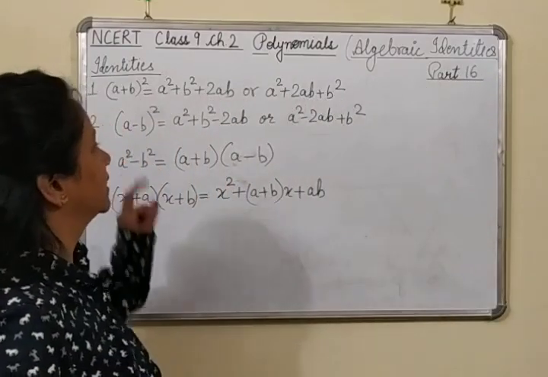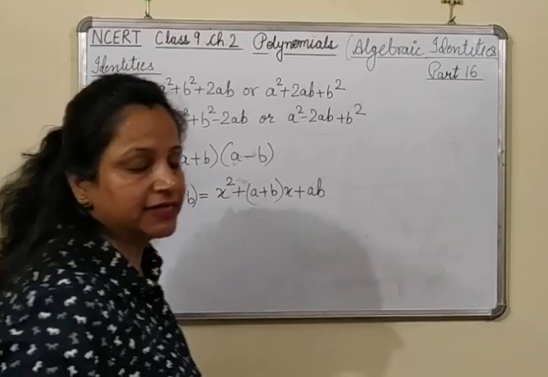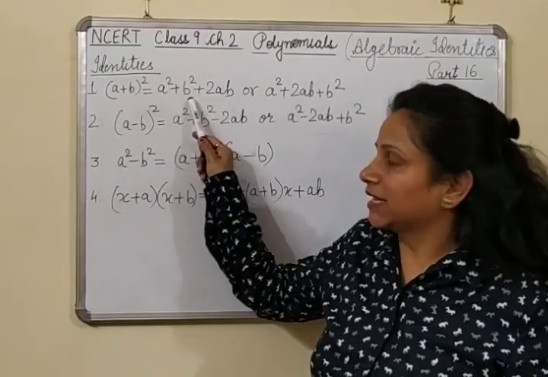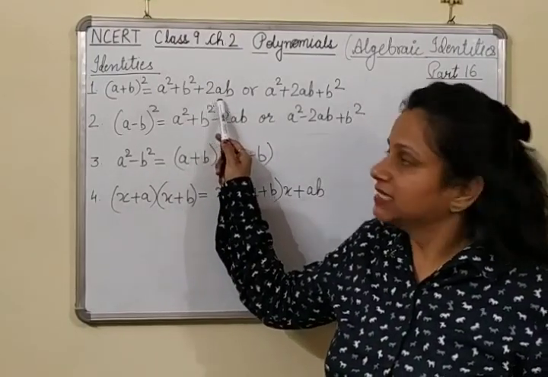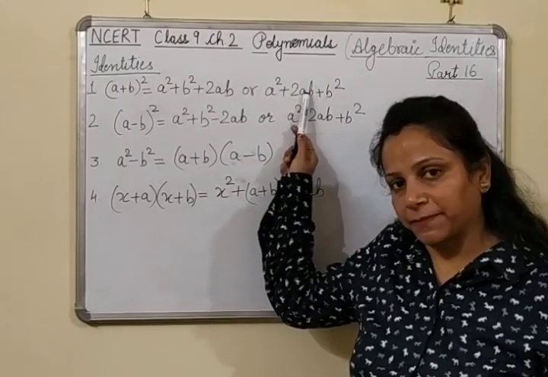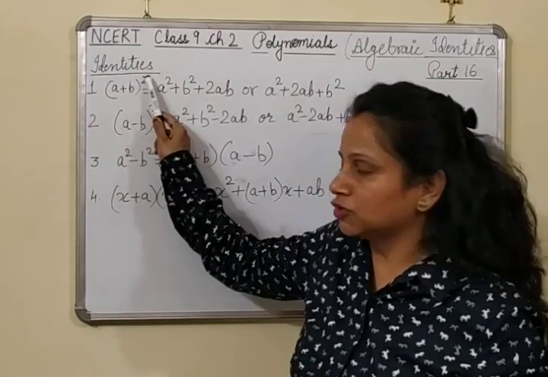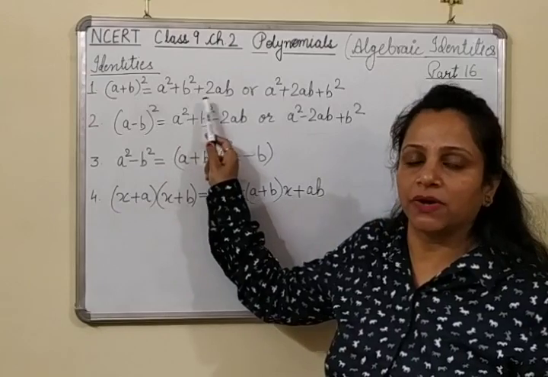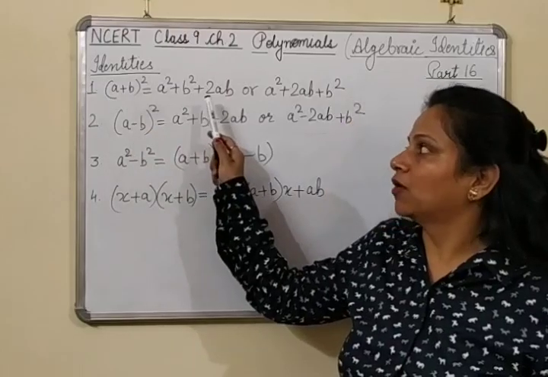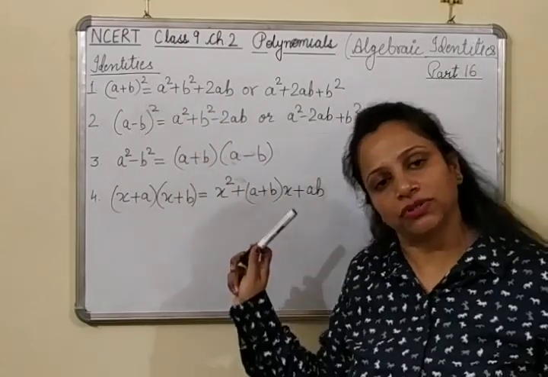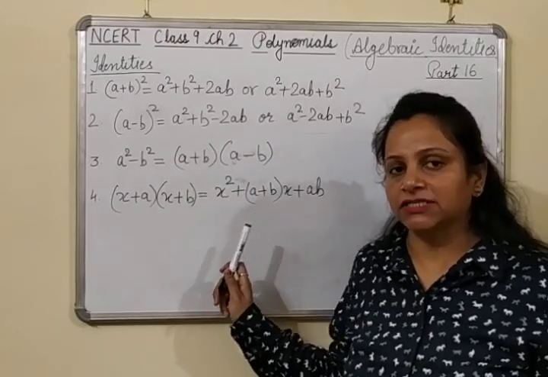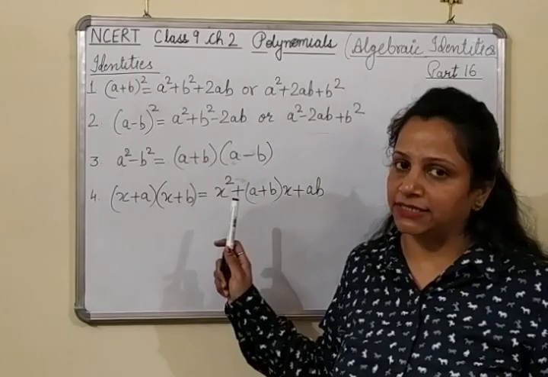Identity number 1 is a plus b whole square, which is equal to a square plus b square plus 2ab. Sometimes we can write it this way also, a square plus 2ab plus b square. Fine. How to use this identity, I will explain through the examples. First let me make you clear about all these 4 identities. Then after this we will be taking an example for each identity.